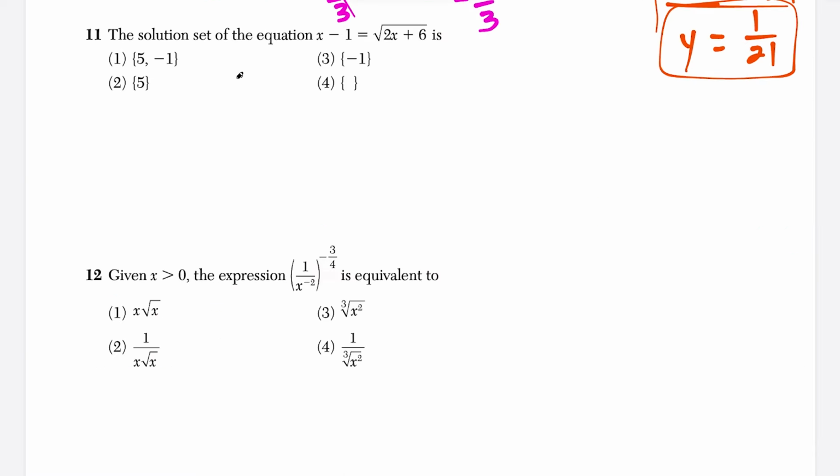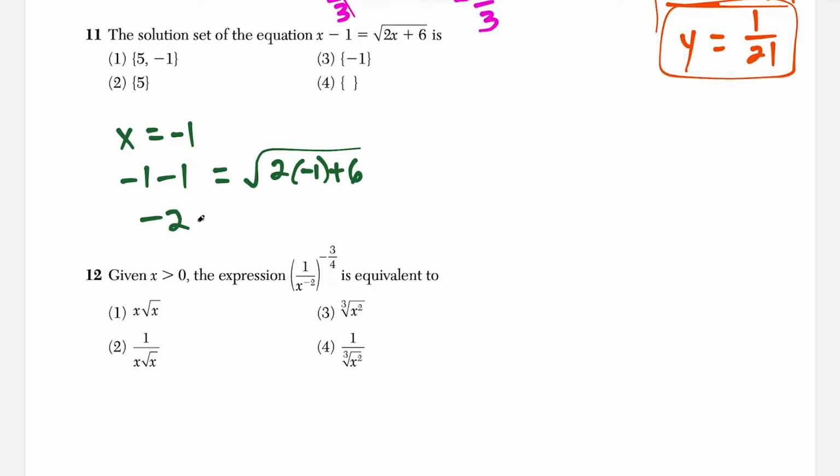Question 11, we want to find the solution set of this equation here. And for this one, we could honestly just plug in. So let's say I plug in something like x equals -1. That would give me -1 minus 1 equals the square root of 2 times -1 plus 6. And this gives us -2 is equal to the square root of -2 plus 6, which gives us 4, but the square root of 4 is not equal to -2. The square root of 4 is equal to +2. So x equals -1 is no good. We would have to reject this, which would eliminate this answer choice and this one.